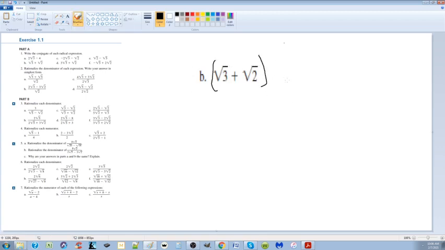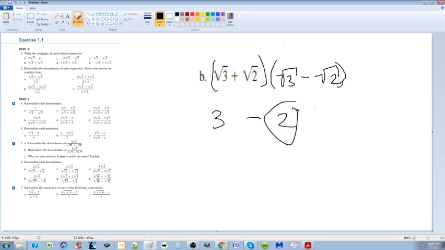So the first thing, put brackets. Next, the second, what's the conjugate? It's going to be the same terms, and then the opposite symbol in the middle. Great. The two terms will disappear in the middle, and we're going to be left with this. This is the square of the square root of 2, and this is the square of square root of 3. 3 minus 2 is minus 1.